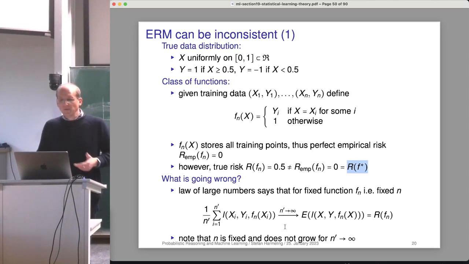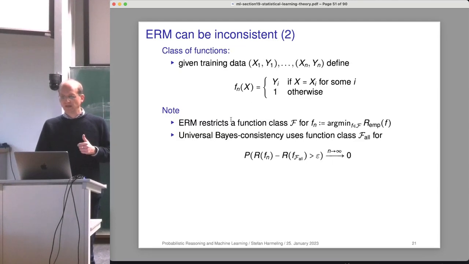So that is an example where just minimizing a function, where my function is allowed to look like that one, which is a very special one, I can get to something wrong, and I'm having an inconsistent method that for n against infinity is not going against the best possible risk. So instead, what we need to do is restrict the class of functions. It's important that we say that we restrict our class of functions f sub n.